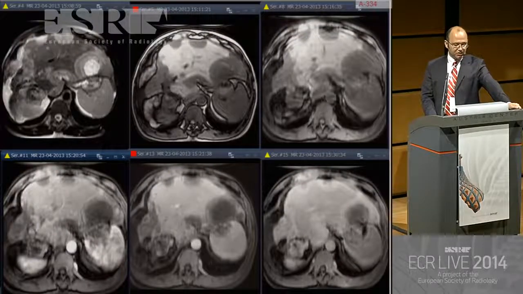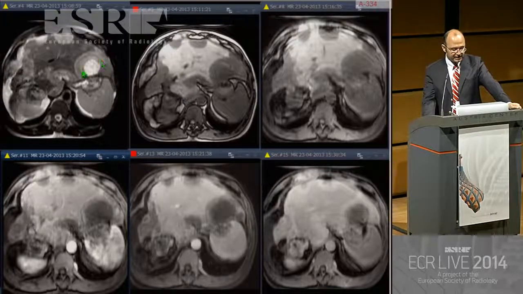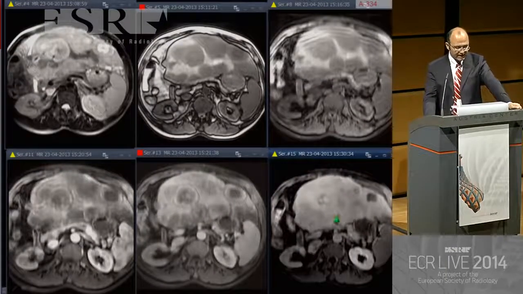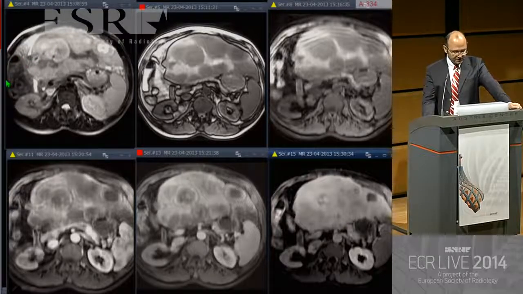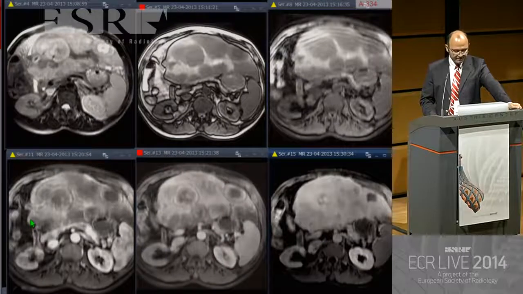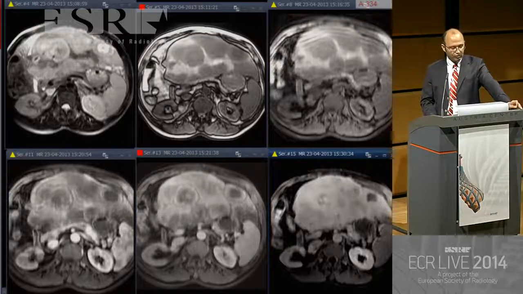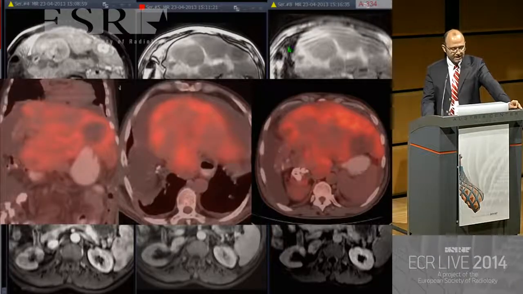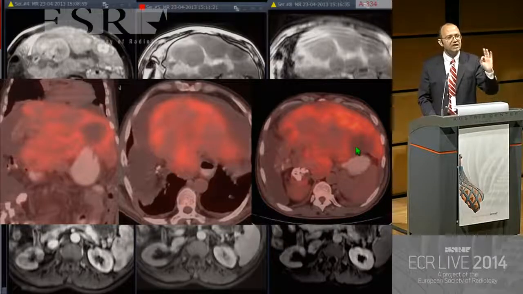Okay, this patient has a hemangioendothelioma, and you can see the lesions are very typical. They can have a scar, and they show a very typical enhancement pattern. But we were puzzled with the right lobe, you can see here, and we didn't know what it was. But we thought that this could be a mixed form of diffuse and focal form of hemangioendothelioma, and the PET findings were also positive in this lesion. And the biopsy was inconclusive.